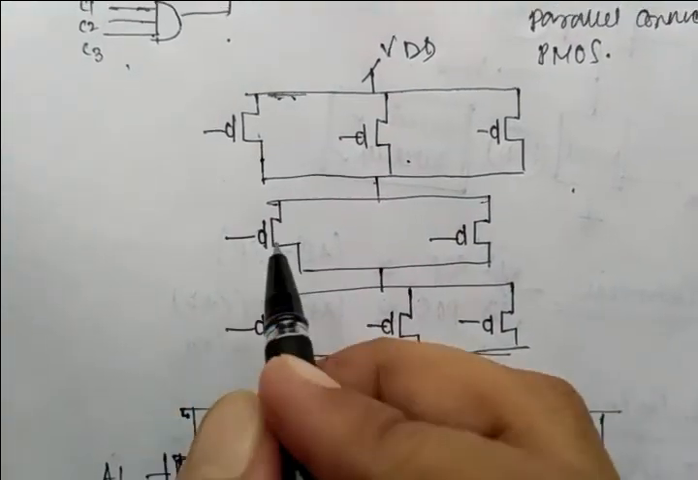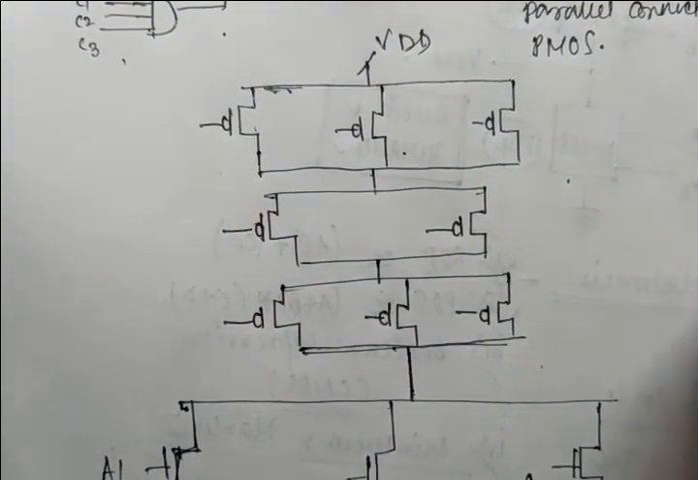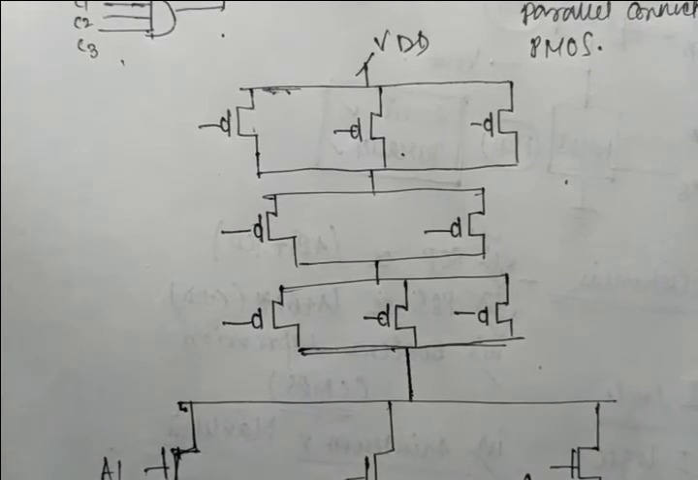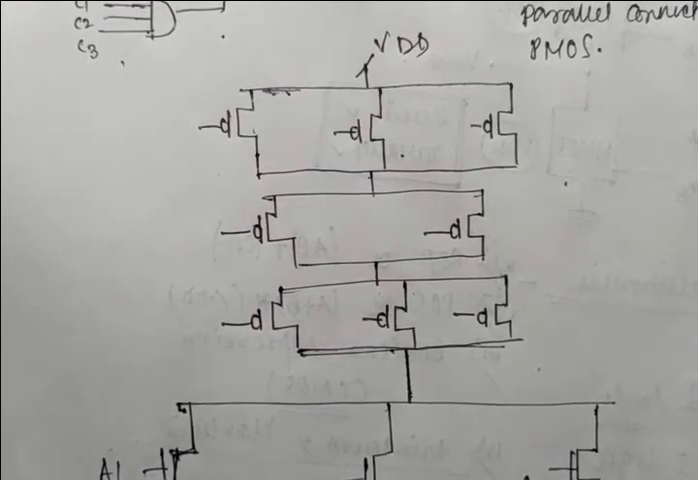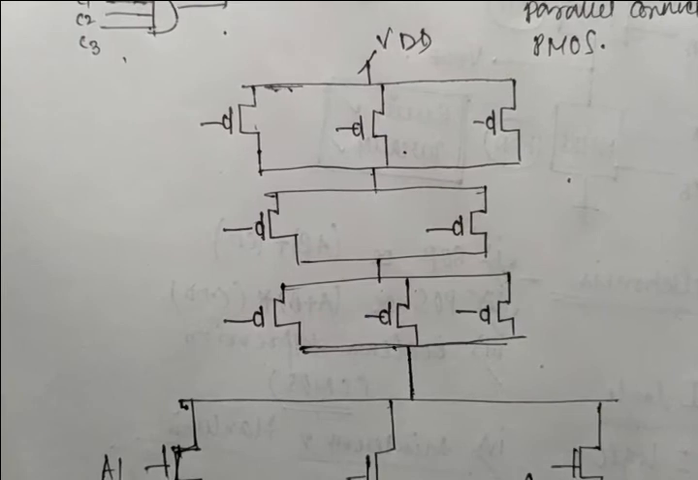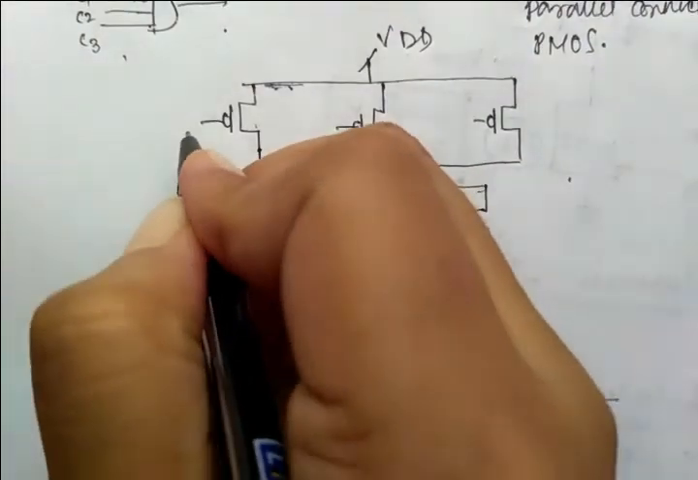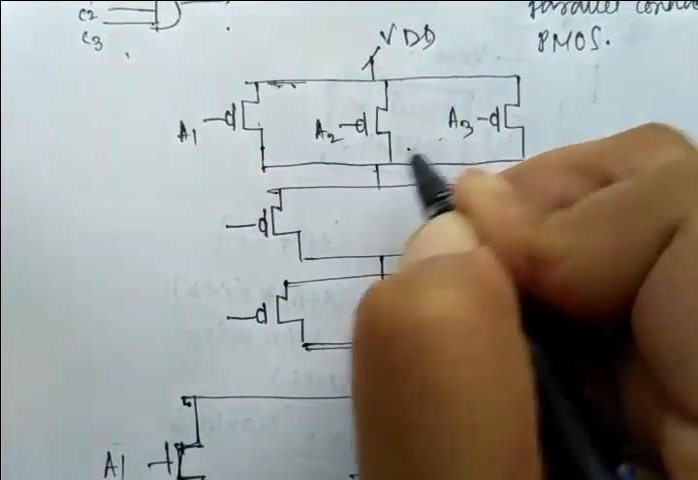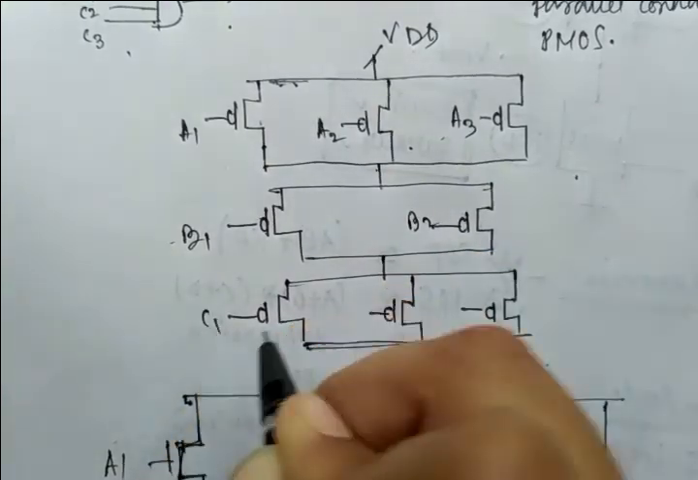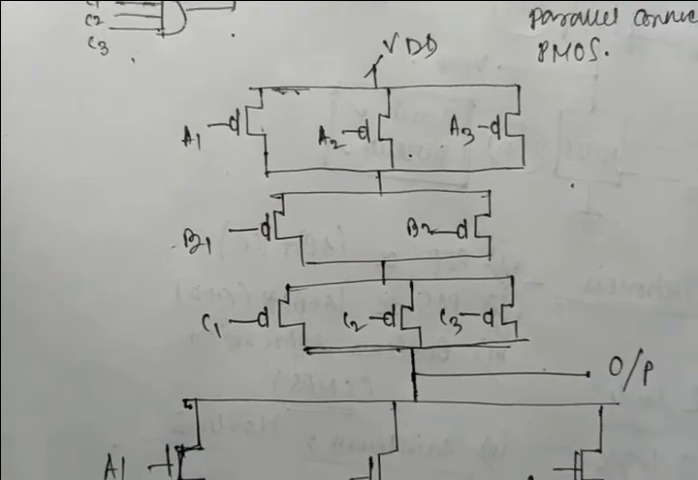Yes, and what are the connections? Just a replica will be there, because for all inputs, there will be one PMOS and one NMOS. Otherwise, we can't say that it is designed with CMOS. So please clear this concept that for each and every input, if one PMOS is dedicated, then parallelly one NMOS will be dedicated, because CMOS is a combination of PMOS and NMOS. So the same input combinations will be there: A1, A2, A3, B1, B2, and here C1, C2 and C3. And in the middle section, that is the output.